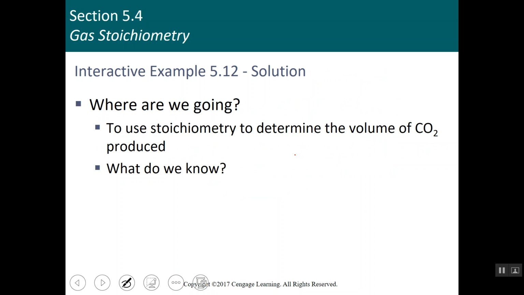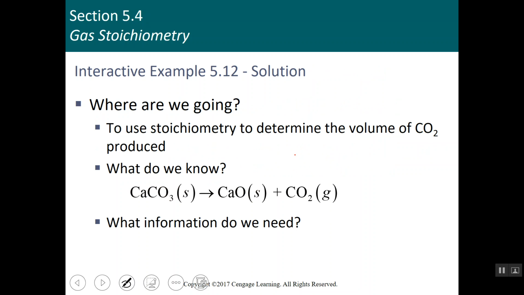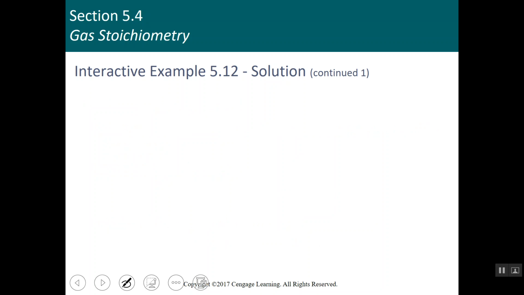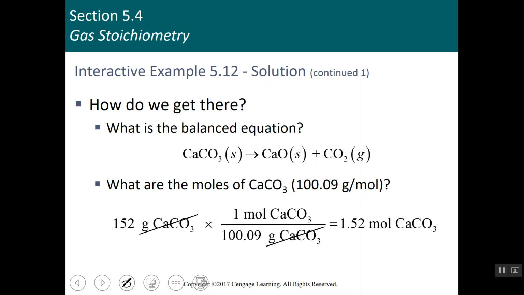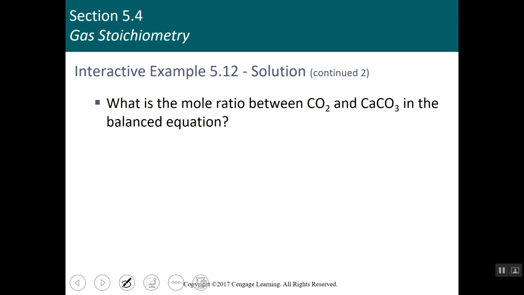So what are we going to do? We're going to use stoichiometry to determine the volume of carbon dioxide produced. We know the equation. We also know that the molar volume of gas at STP is 22.42 liters. How are we going to get there? First off, let's calculate the moles of calcium carbonate. We use the molar mass of calcium carbonate to get that there are 1.52 moles of calcium carbonate.